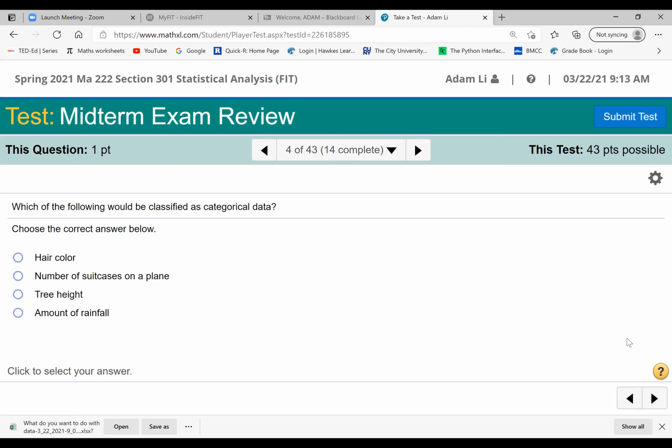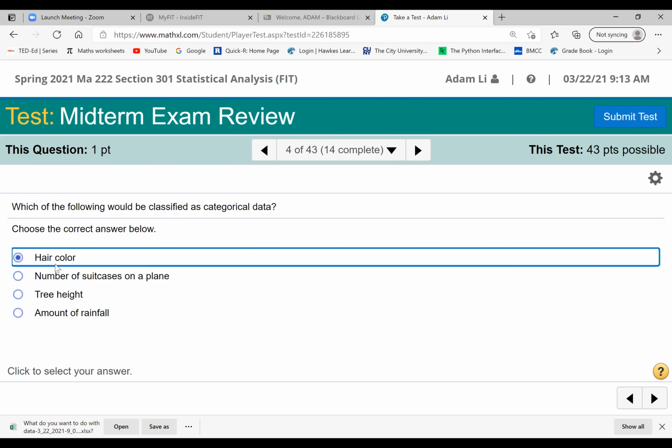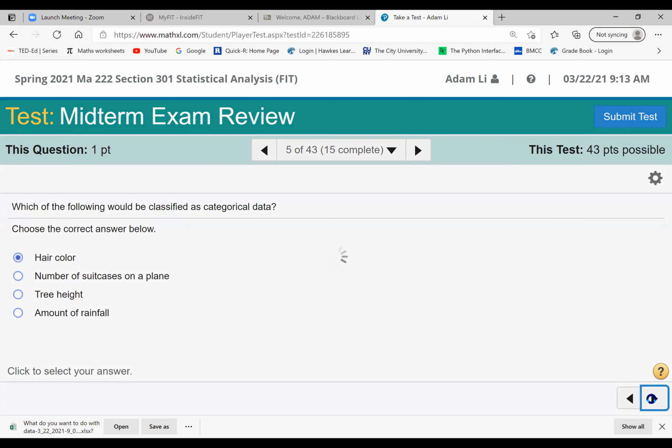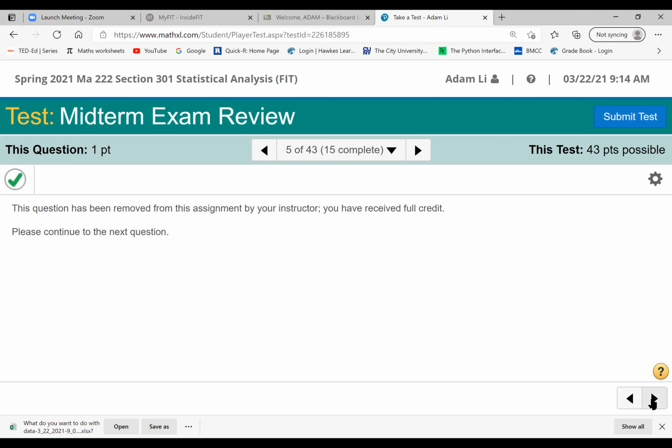All right, which of the following could be classified as categorical data? I already mentioned that it has to be hair color. That's the only categorical data. We also call this qualitative data. Okay, any questions on this? Now, I removed question number 5.